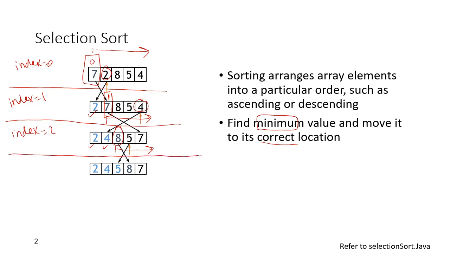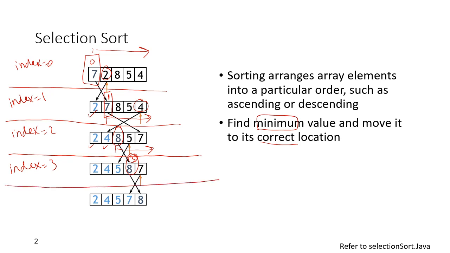Now we have to check location 3. At this location, go and find which one is the minimum so that we can move it to location 3. We have only 2 elements now, 8 and 7. 7 is the minimum, so we move it there. And this should be the end of this array. Now we have all the elements sorted from the smallest to the largest value.